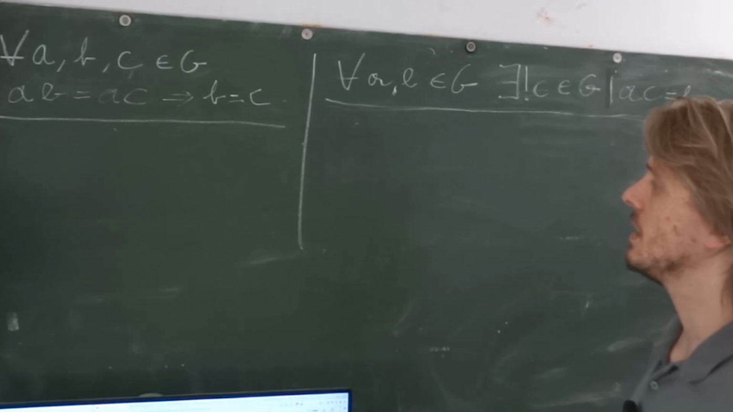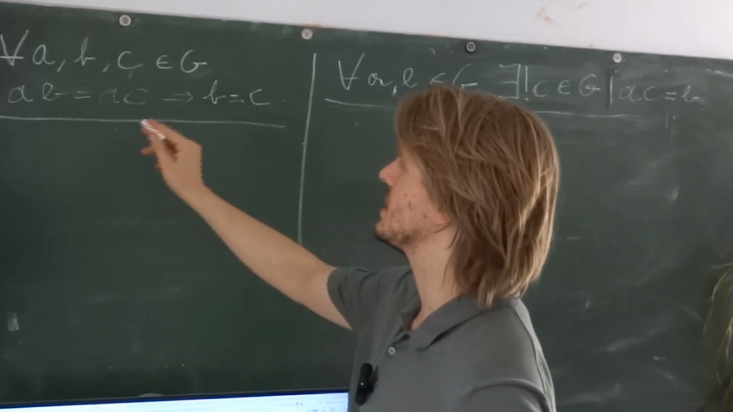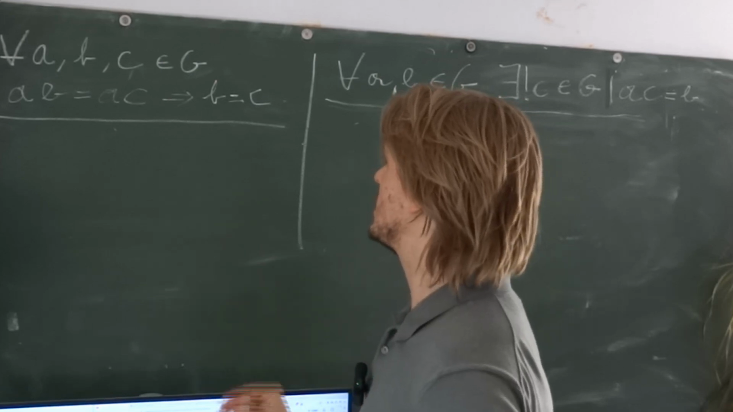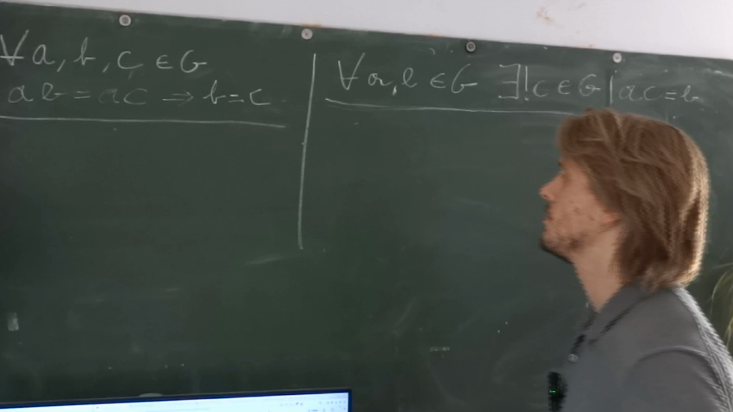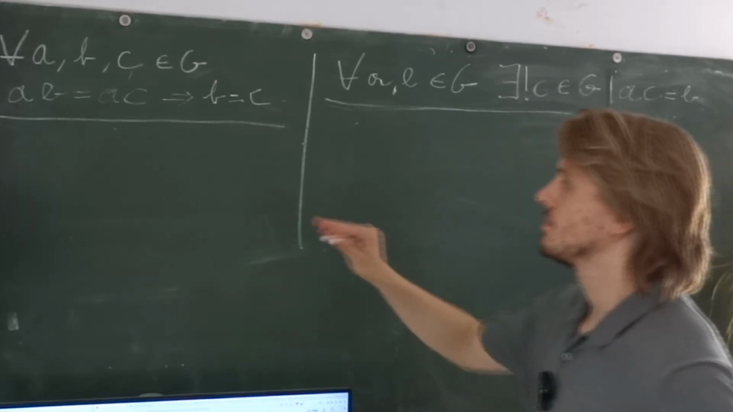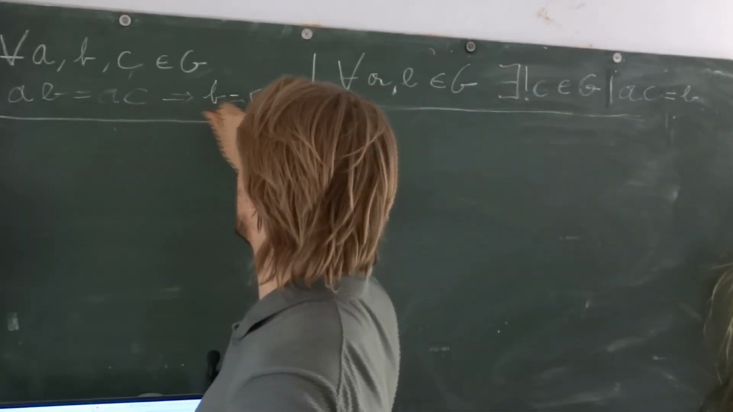if we have the equality A times B is equal to A times C, this would imply that B and C are equal. Now, let's take this equality and try to get to this one.